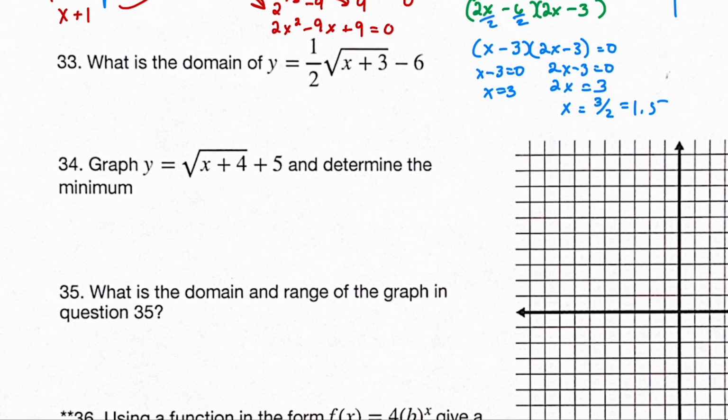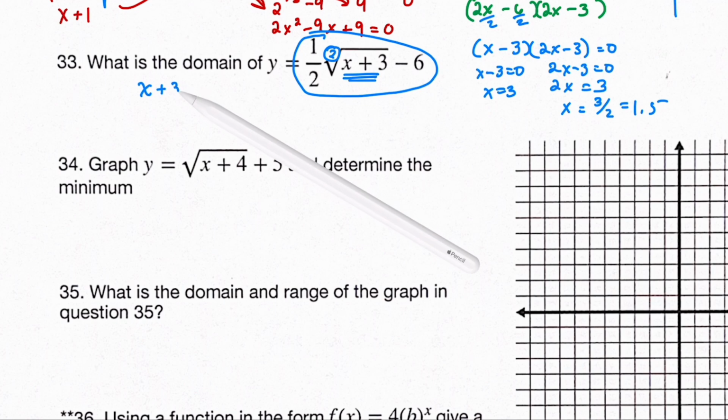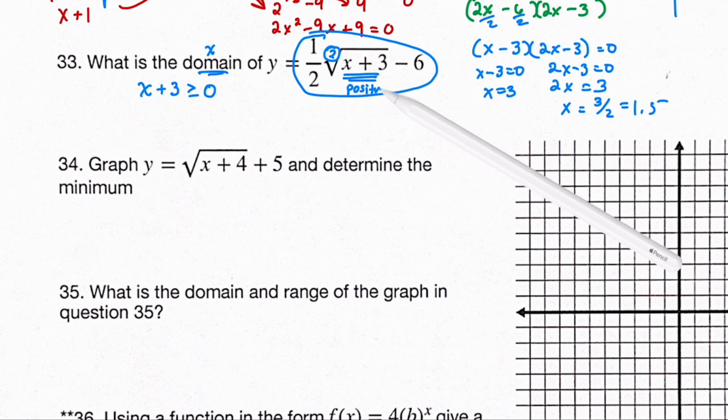In 33, we're asked for the domain of this big radical equation. Here's the easy way: notice it's a square root, and you can't square root negative numbers. So you just take your x plus 3. Remember, domain is x values. And you say, hey, x plus 3, you better be positive or 0.